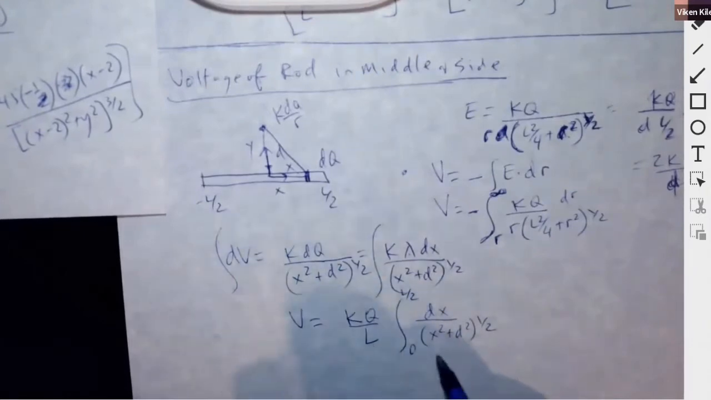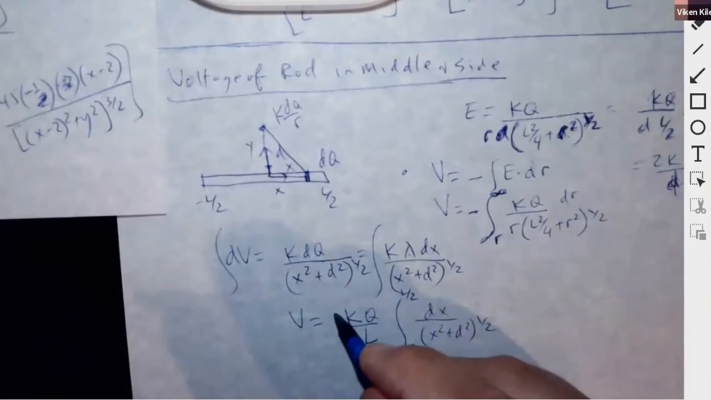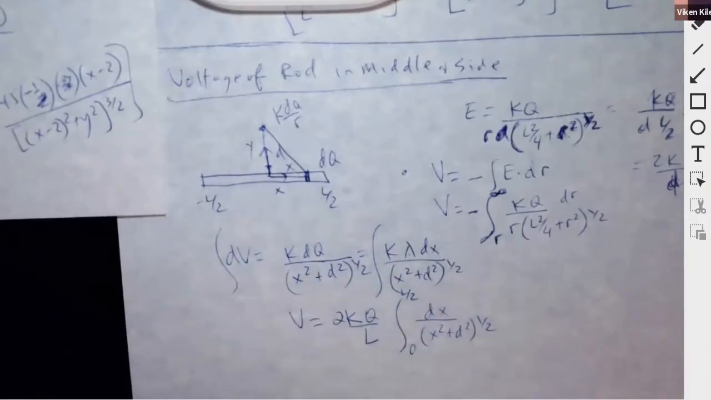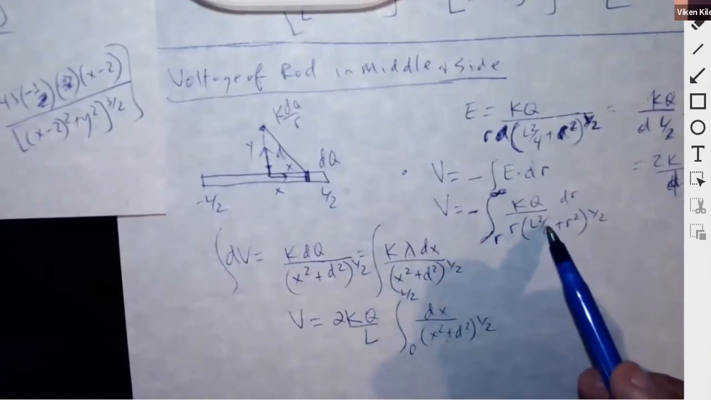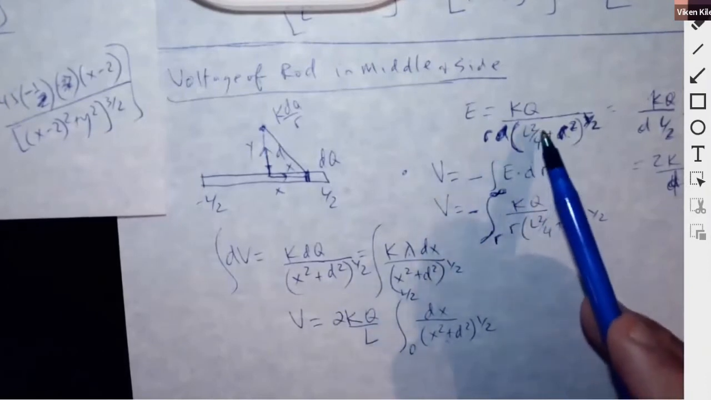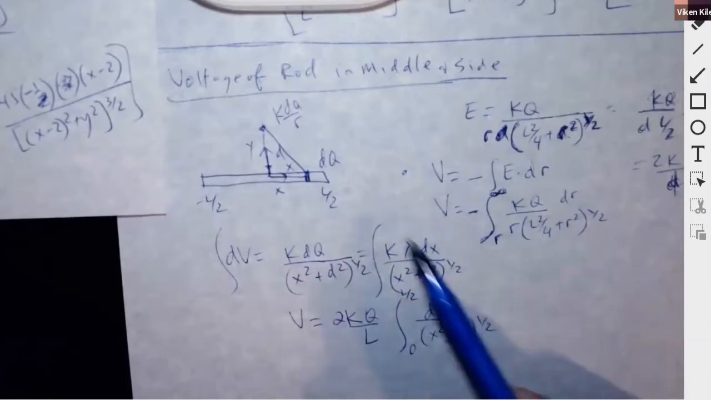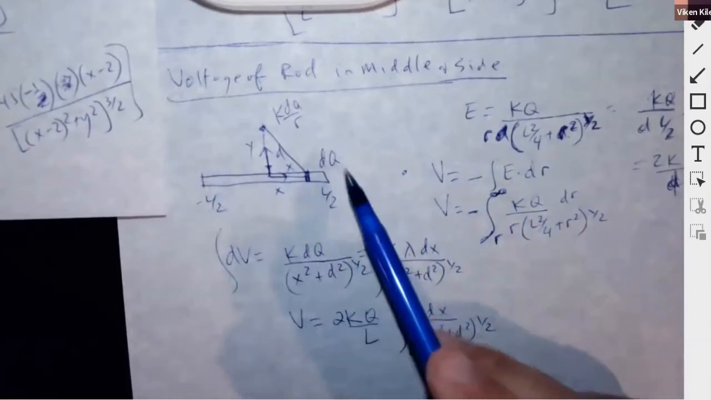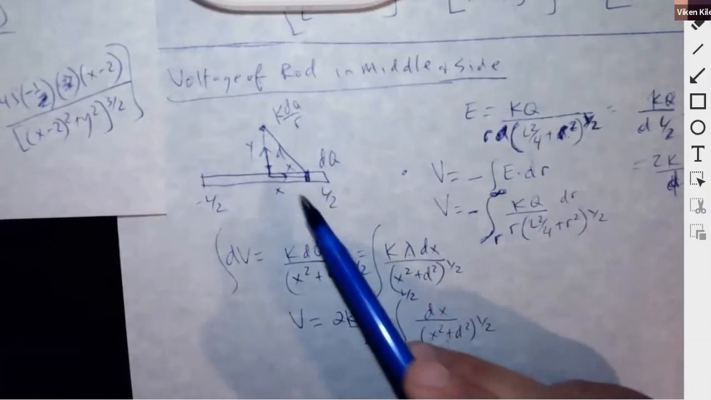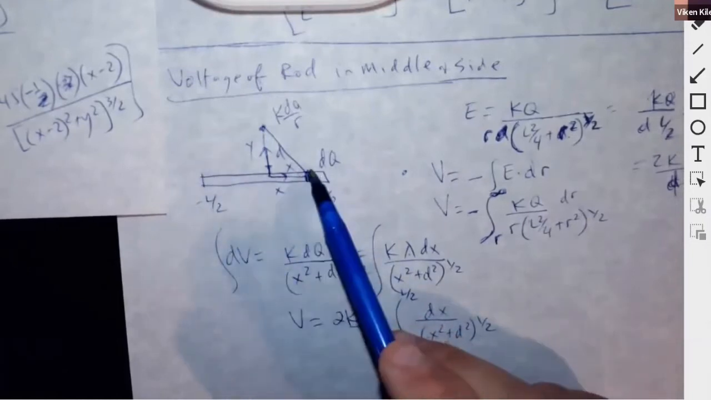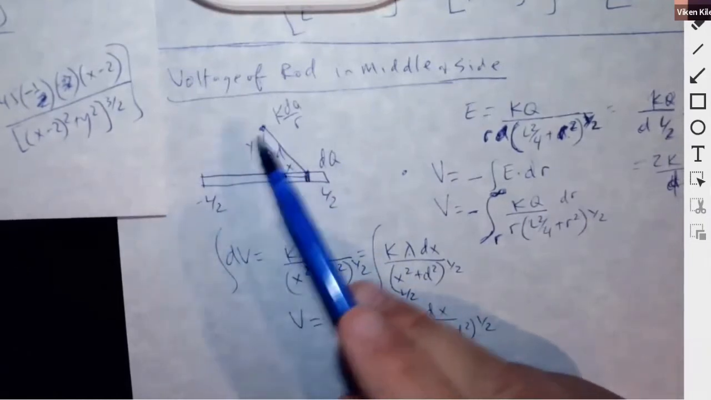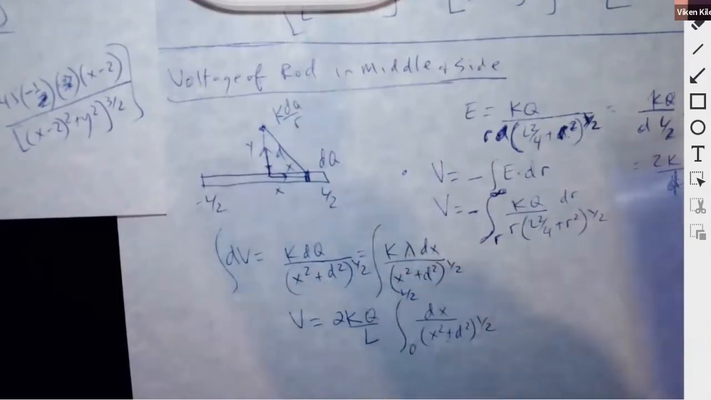Then I'm going to double it. 2kq over L dx. Even this wasn't that easy of an integral, but it's easier than doing this. In other words, if I know the equation for the electric field, I can negative integrate it or just do it by piecewise integration. This is piecewise integration, taking pieces of the rod and integrating the voltage that each of those pieces is creating.